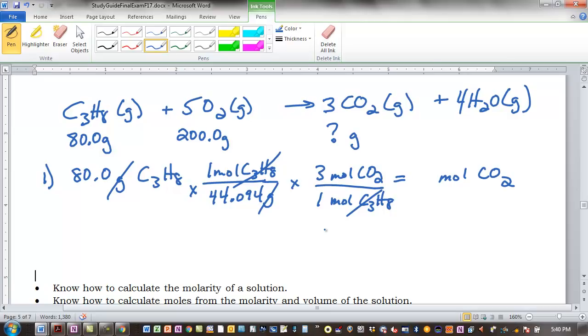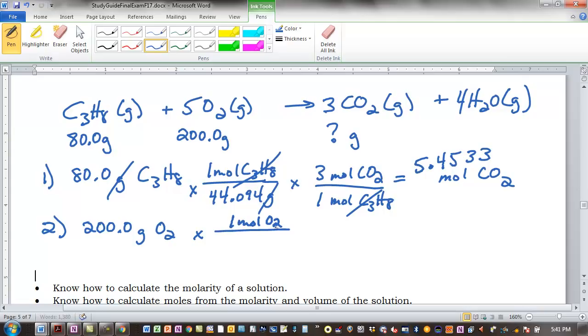So this comes out to about 5.45. I'm going to carry a couple of extra sig figs to avoid rounding errors. So 5.4533. So what that says is that if all the 80 grams of propane were to react, that's how much product we would get. Now let's do the calculation for oxygen. If all the oxygen reacts, how much product could we get?